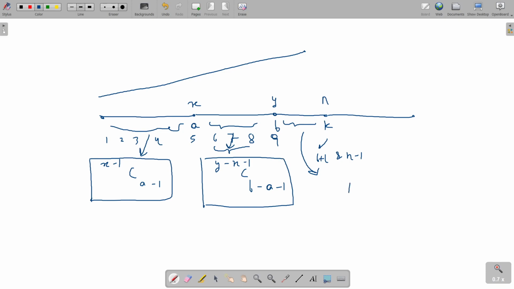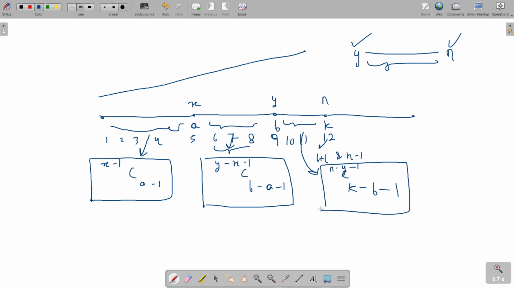And the third part is we need to now choose some values. How many values? K minus b. Let me confirm. Maybe this is 9, this is 10, this is 11, this is 12. So yeah, we need to choose k minus b minus 1 values. From what range? Basically between y and n. Y we already know the value, n is already taken. So how many remaining are left? We are left with n minus y minus 1. So this is the third term.